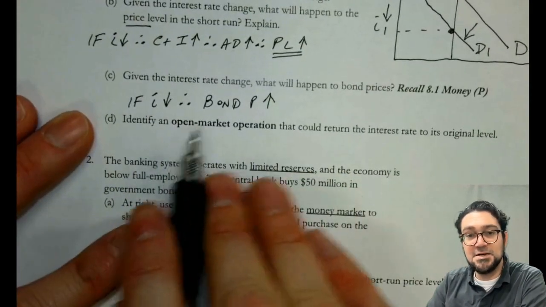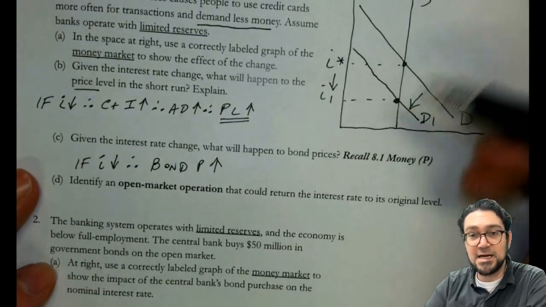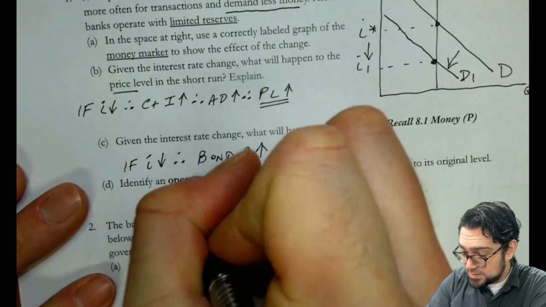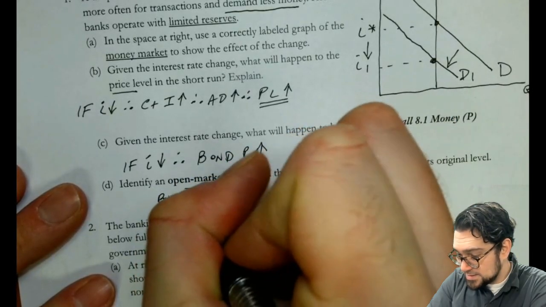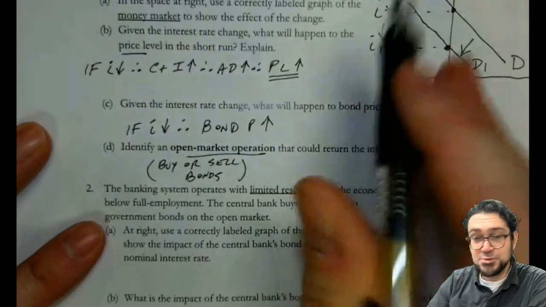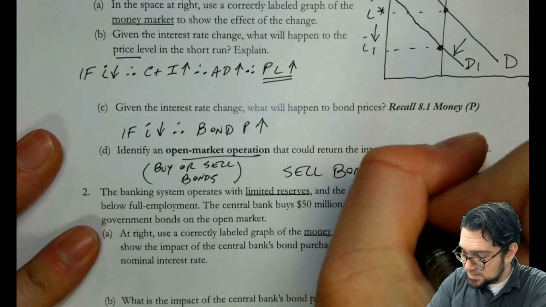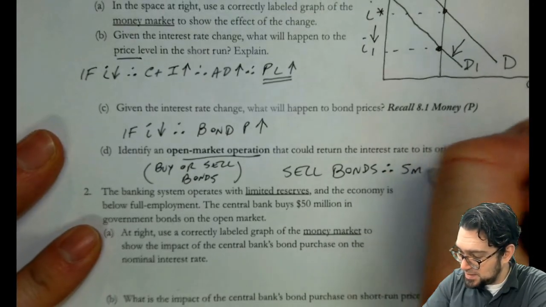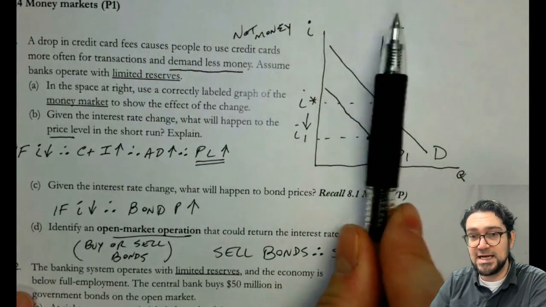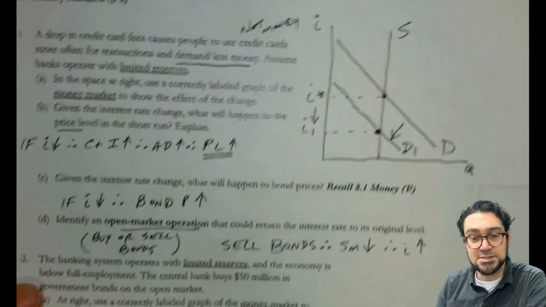And then last but not least, identify an open market operation that could return the interest rate to its original level. Well, what's going to make the interest rate go back up again? Thinking about open market operations, that means buy or sell bonds, so you've got a 50-50 shot with this question. For us, we want the interest rate to go up, and so we would say sell bonds, therefore the supply of money decreases, therefore the interest rate goes back up. What that would look like in our graph, and it didn't ask us to show it, is the curve shifting to the left and going back right up to that i star level.